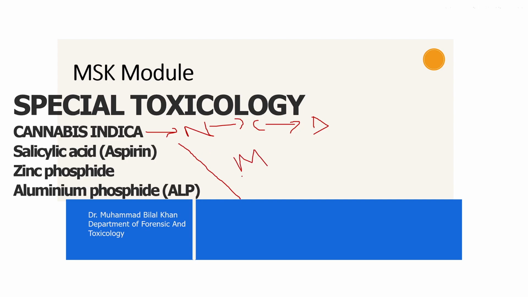Other than this, salicylic acid, zinc phosphide, and aluminum phosphide, all of them are miscellaneous drugs or household drugs. So they come in the miscellaneous category. This is very important regarding the classification. Zinc phosphide and aluminum phosphide are used as pesticides to kill pests.